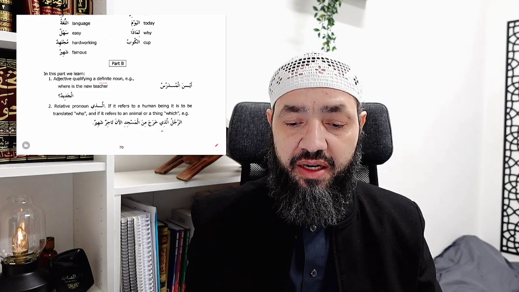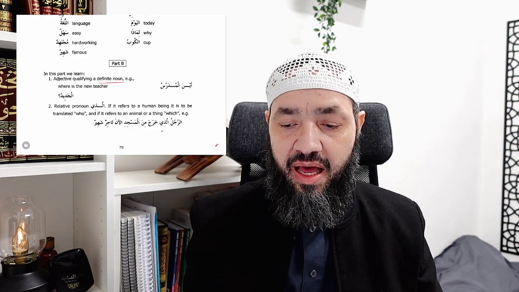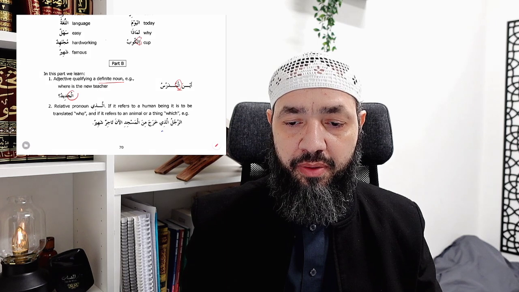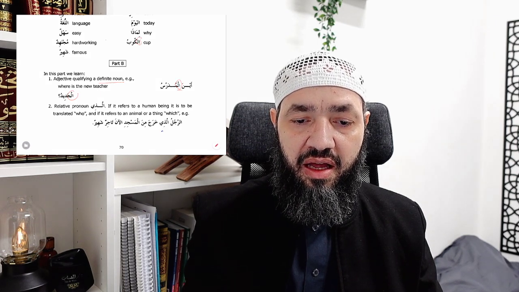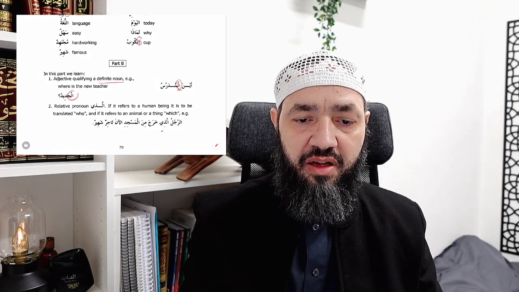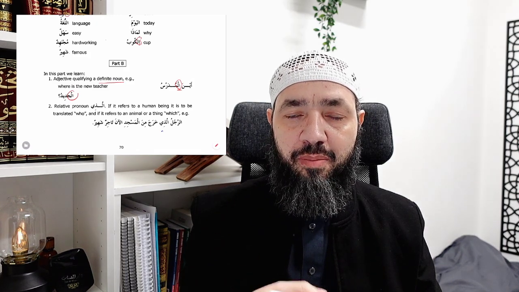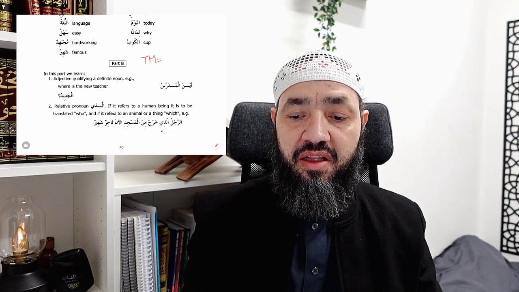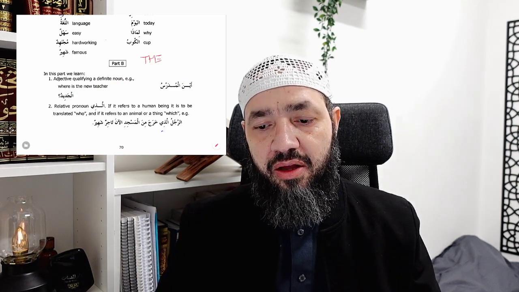A definite noun means it has alif and lam at the beginning of it, right? Al-kupu, the cup, right? Al-Arabiyatu, the Arabic language, right? At-ta'ira, it's got alif and lam at the beginning. That makes it definite, i.e. specific. And that means the, right? As opposed to a or an.